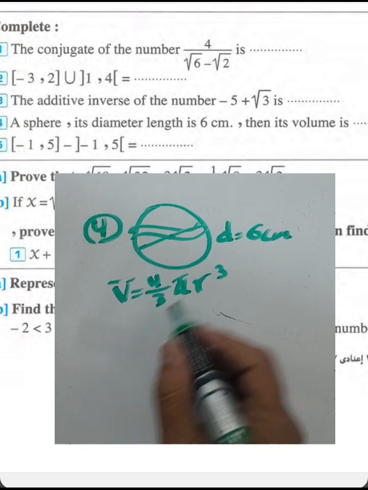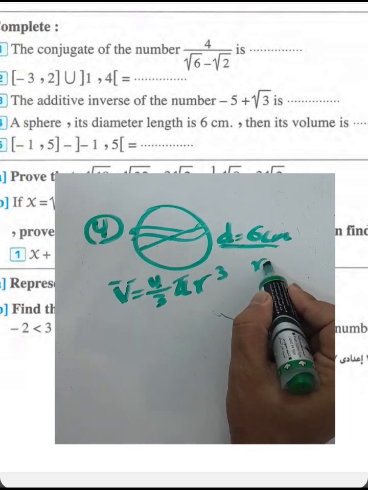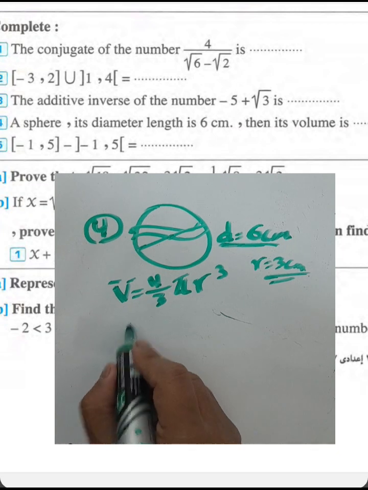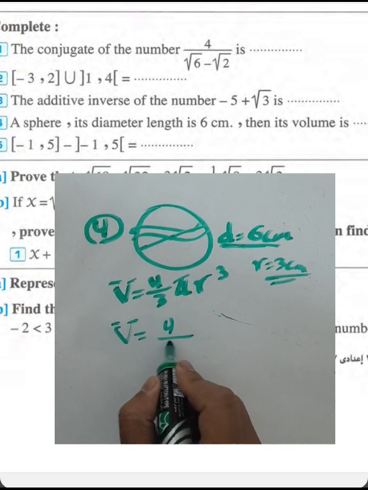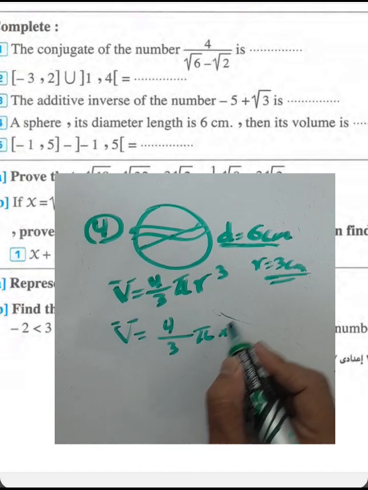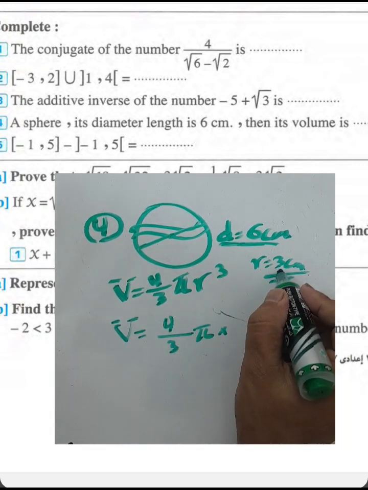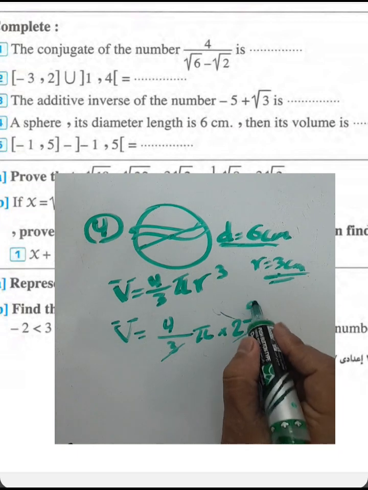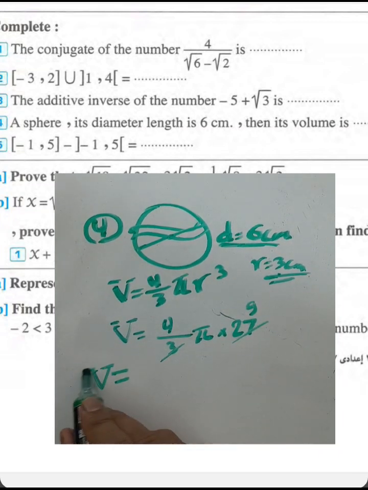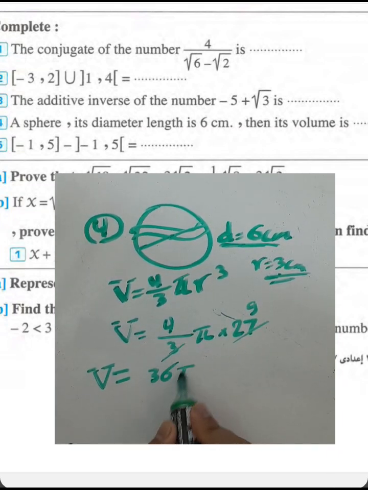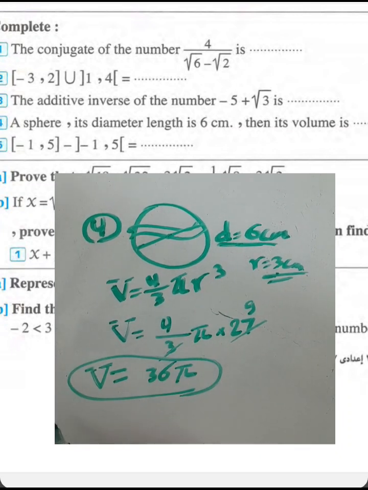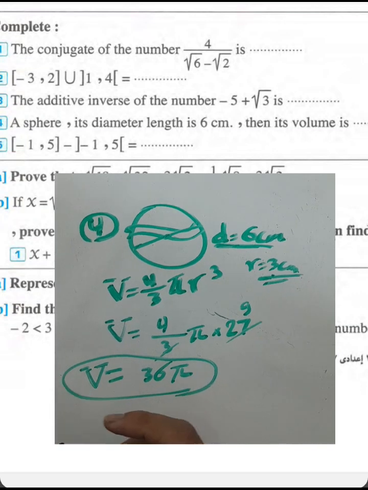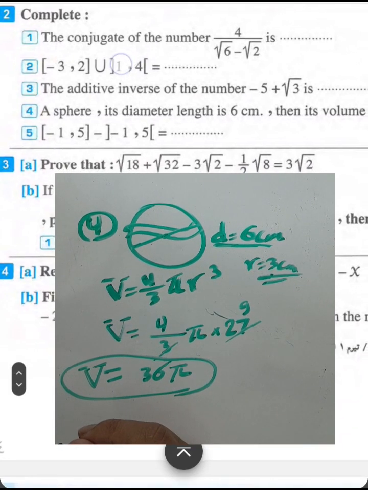It's the volume, and the diameter is 6, then the radius will be 3 centimeters. We can write here r will be 3, then the volume will be 4/3 multiplied by r, here 3, to the power 3, it will be 27. 27 divided by 3 equals 9. Then the volume will be 4 times 9, it will be 36, and write pi behind it. The volume will be 36 pi. Okay, this was question number 4 about the volume of the sphere.